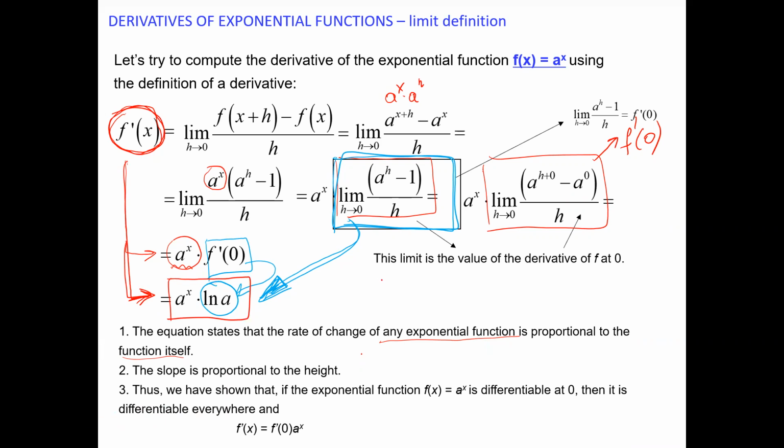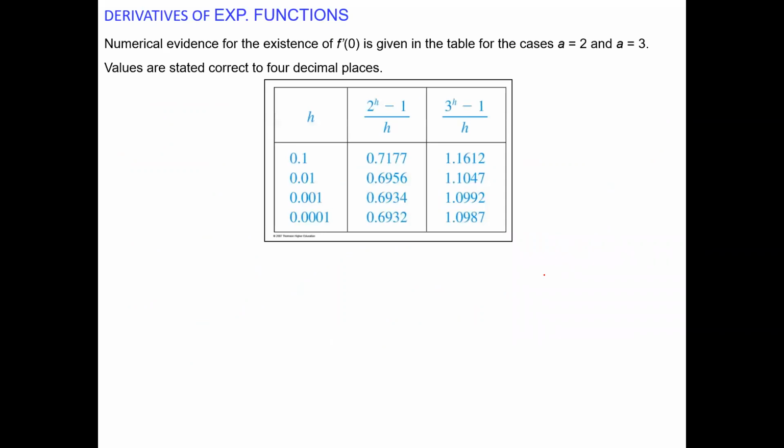I can even write this as a nice summary: the derivative of a to the x is the same function, a to the x, times the natural log of a. But let's just check ln of a with a little bit of numerical values. I have the table, and this is, of course, the limit. We can see h is approaching 0, getting smaller and smaller. And instead of a general a, I just chose base 2 and base 3, just to see how this behaves.